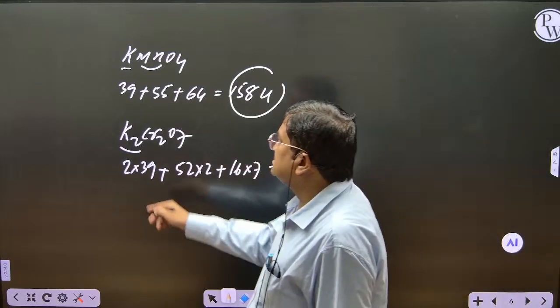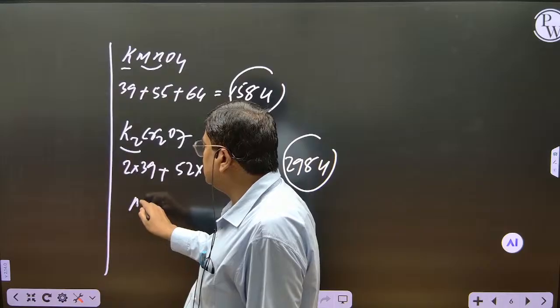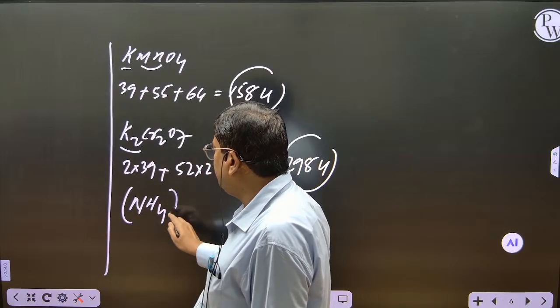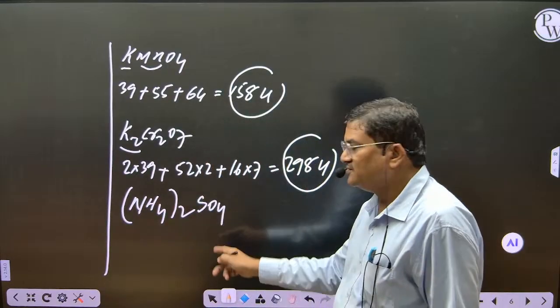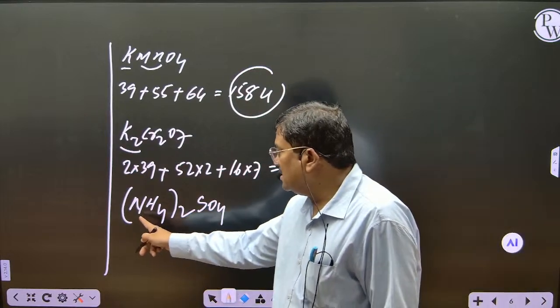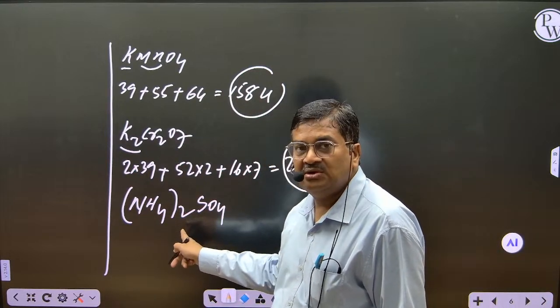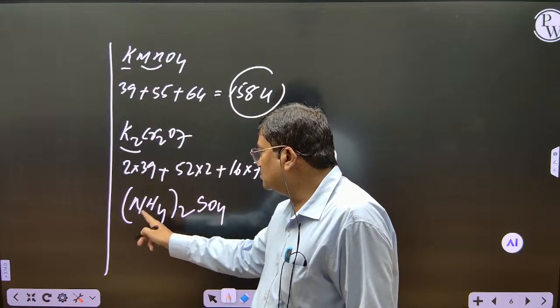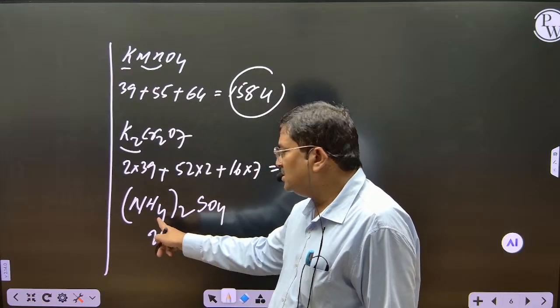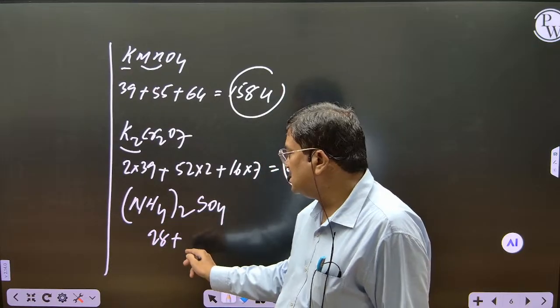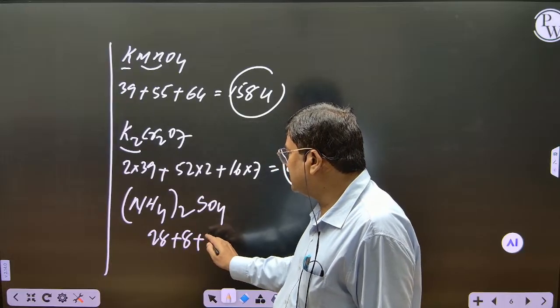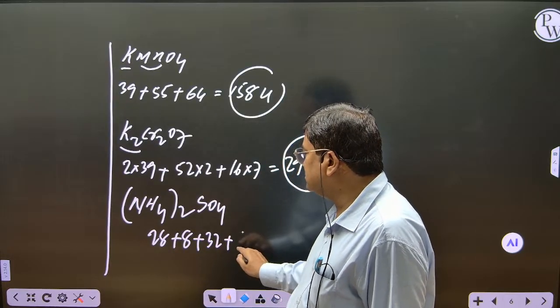And you take the next compound, ammonium sulfate. See, what is the formula of ammonium sulfate? NH4 taken twice, SO4. Here, see students, be careful. Here nitrogen, how many are there? 2. So 14 into 2, 28, plus hydrogen you have to consider 8. 4 twos are 8, plus sulfur is how much? 32, plus 16 fours, 64.